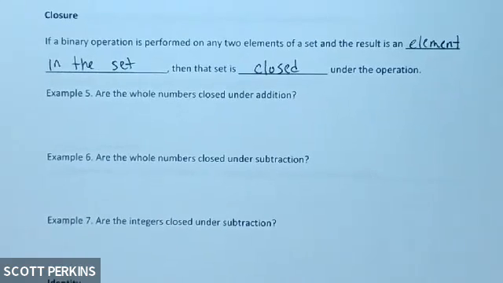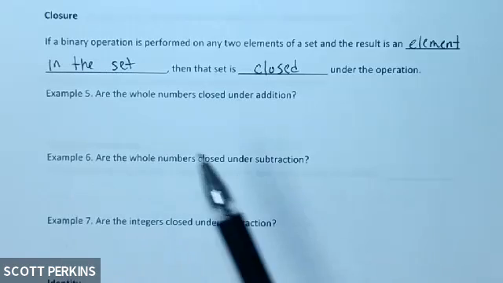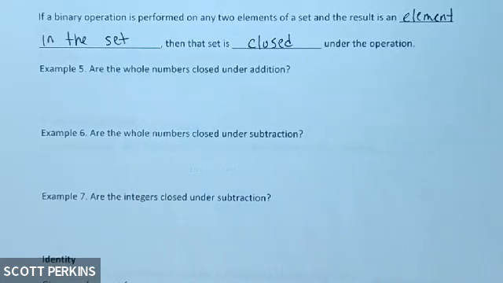So what that means is if you take any two elements of the set and you perform the operation, whether it's addition, whether it's multiplication in this case, and you get another element of the set, it's closed. If you get something outside of the set, it is not closed. Okay, it would be called open, but we're not interested in those in this section. So my first question, example 5, is: are the whole numbers closed under addition?